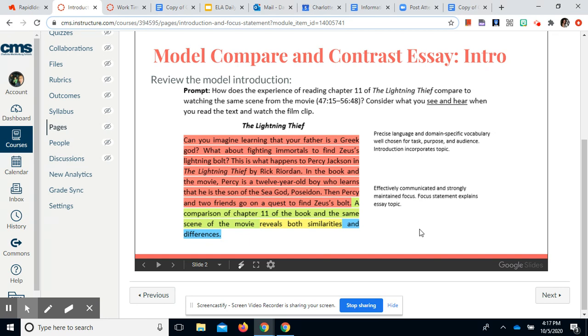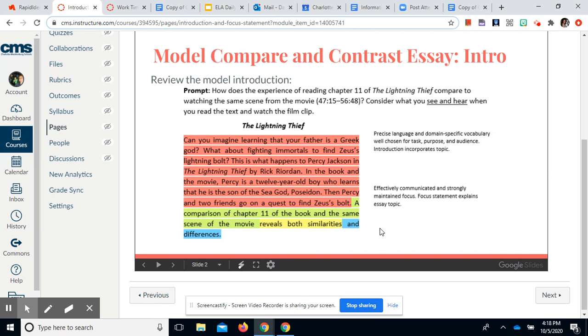Second part, this is what happens to Percy Jackson in The Lightning Thief by Rick Riordan. In the book and the movie, Percy is a 12-year-old boy who learns that he is the son of the sea god Poseidon. Then Percy and two friends go on a quest to find Zeus's bolt. That section there is providing background information, some context for the reader. So obviously I am familiar with this story. However, you want to write a paper that others can read, even if they're not familiar with this story. So you're giving them some basic background information to help.